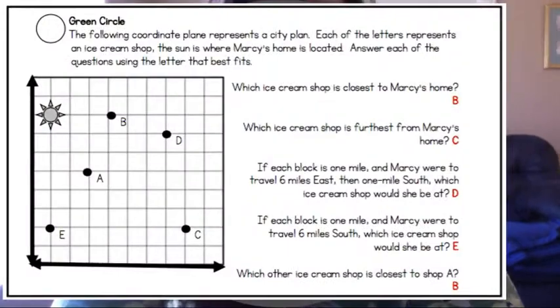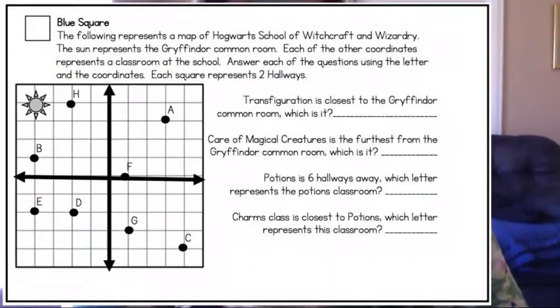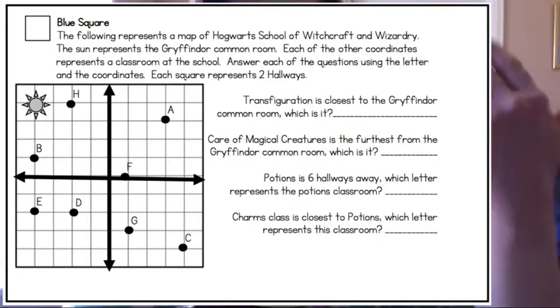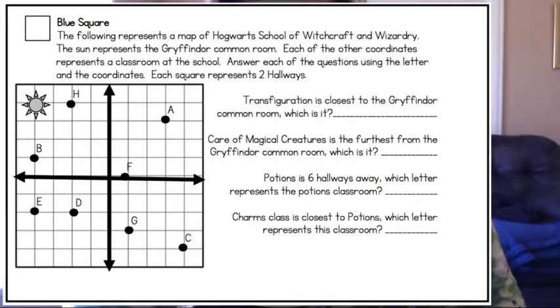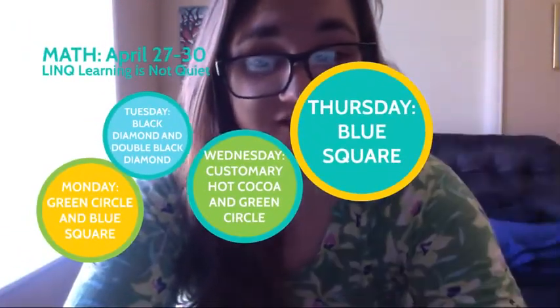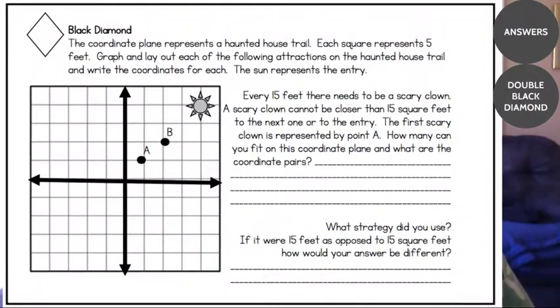So after we did that, we expanded this to the entire coordinate plane, and we did an activity with Hogwarts School of Witchcraft and Wizardry. And so now we're going to take that to the next level, and we're going to add in a sense of challenge. So our first one says, the coordinate plane represents a haunted house trail. Each square represents 5 square feet. Graph and lay out each of the following attractions on the haunted house trail, and write the coordinates for each. I'm sorry, it should say trail. Did I say trial? I meant trail.